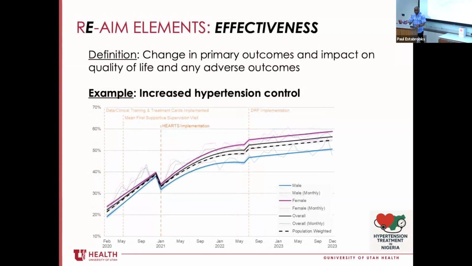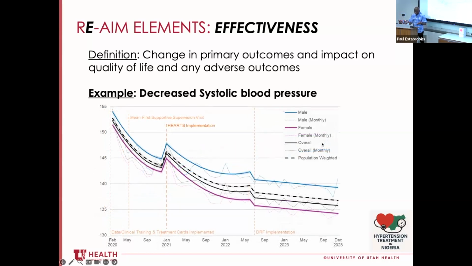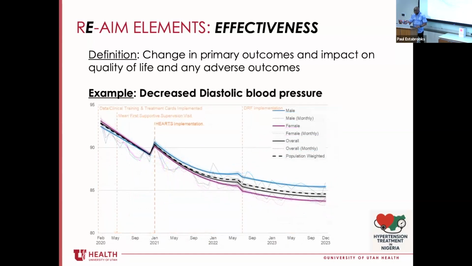When it comes to control rates, there was also an increase from around 22% to over 50%, almost 60% having blood pressure control, which was pretty good because when you look at the literature in terms of what people could achieve within a space of 3 years, having this significant achievement was good. When you look at systolic blood pressure, there was a decrease, and a decrease in diastolic blood pressure after the intervention. So these are all the effectiveness outcomes that we measured in this study.